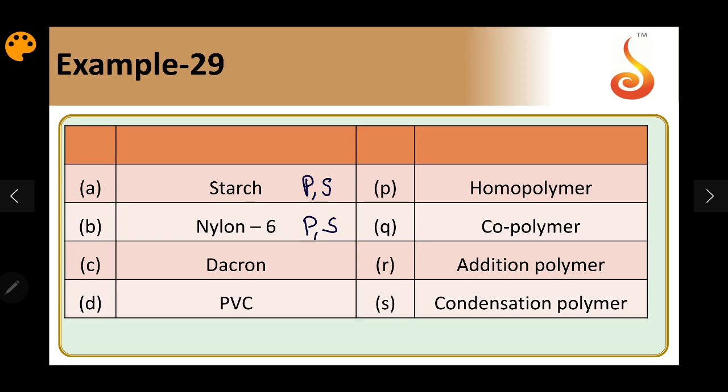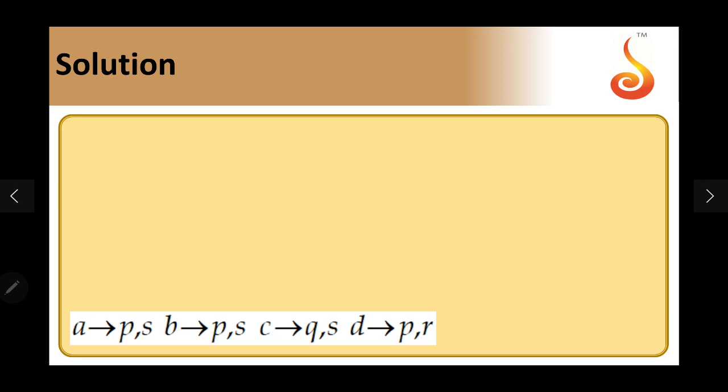Dacron. Dacron is terylene, coming from terephthalic acid and ethylene glycol. So it is a copolymer and again a condensation polymer. So it should be Q and S. PVC is polyvinyl chloride, the monomer is only vinyl chloride. So it is a homopolymer, but it is an addition polymer. So PVC I can match to P and R. So this is the matching for the given question: PS, PS, QS and PR.